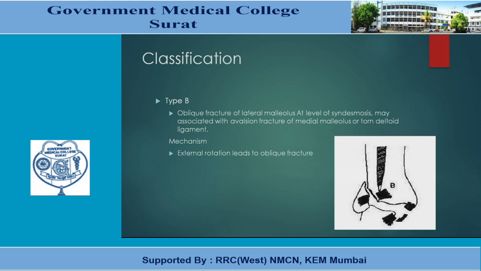So, type B, there is an oblique fracture of the fibula with avulsion of the deltoid ligament. There is no medial malleolus fracture, but there is avulsion of the deltoid ligament. So, avulsion or tear of the deltoid ligament is there. You can see on the medial side, the medial malleolus is intact, but the deltoid ligament is ruptured. The syndesmosis is also ruptured, and there is an oblique fracture of the fibula. There is a lateral push of the talus.